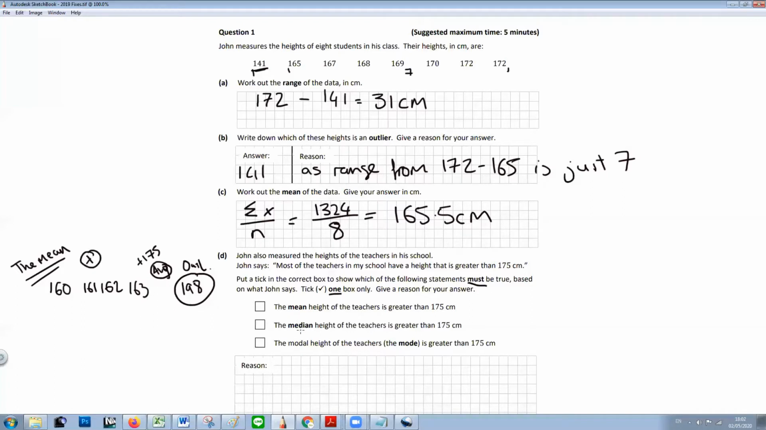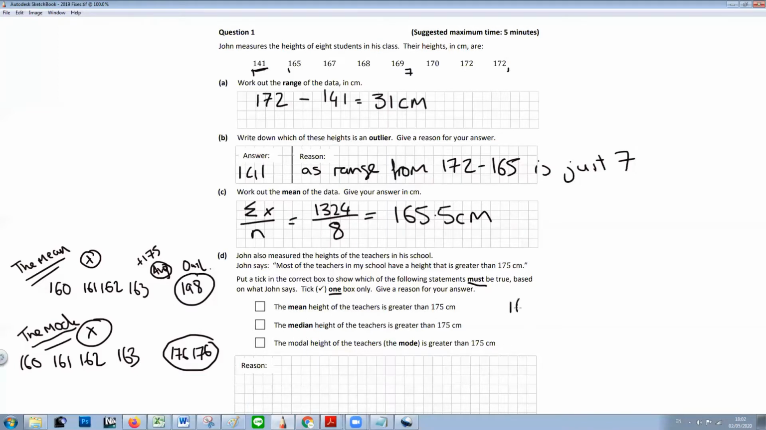I'm going to skip the median for a second and just look at the mode. Supposing we again had 160, 161, 162, 163, and we had two numbers, 176 and 176. Because these are all singles, this is our mode. Now this is above 175, but again it's not really a true representation of most of the teachers being above 175 centimeters. So the mode would not be correct for that.